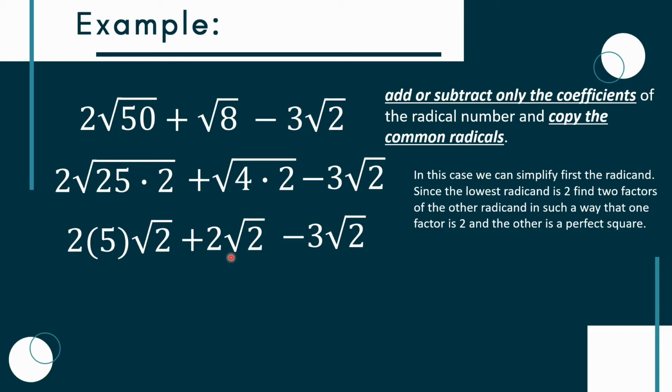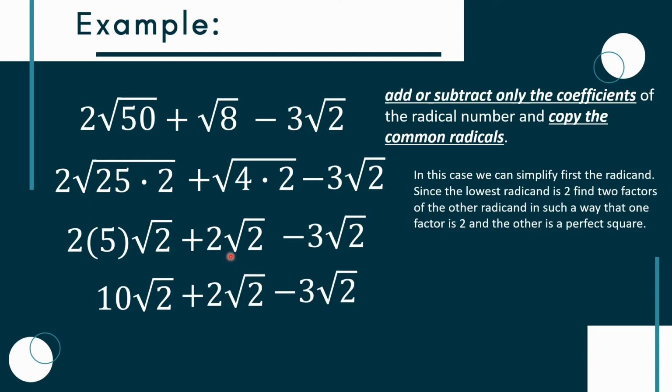Now, let us simplify. 2 times 5, we have 10. So, we just need to copy square root of 2. Then, ito, kopyahin lamang at saka yung third term natin. Now, pare-parehas na ba sila ng radicals? Yes po. So, therefore, we can already add or subtract their coefficients kasi similar radicals na sila.